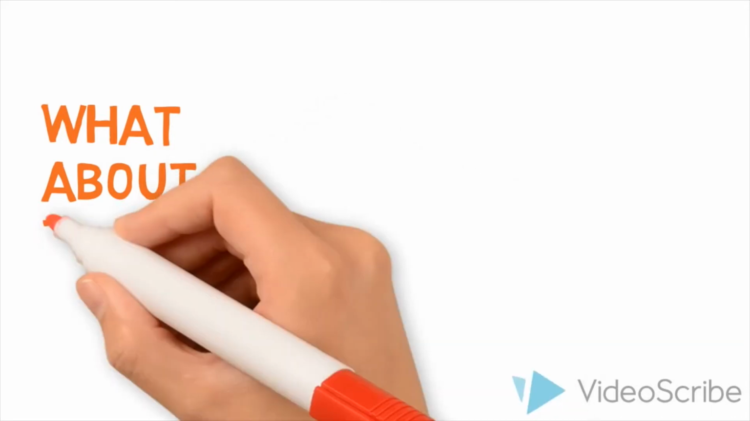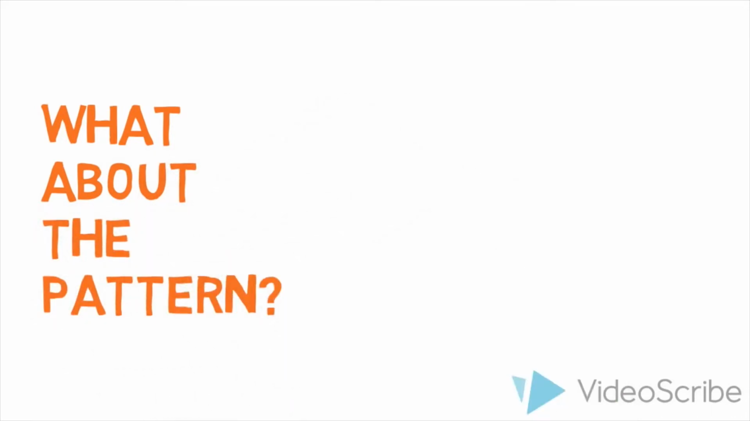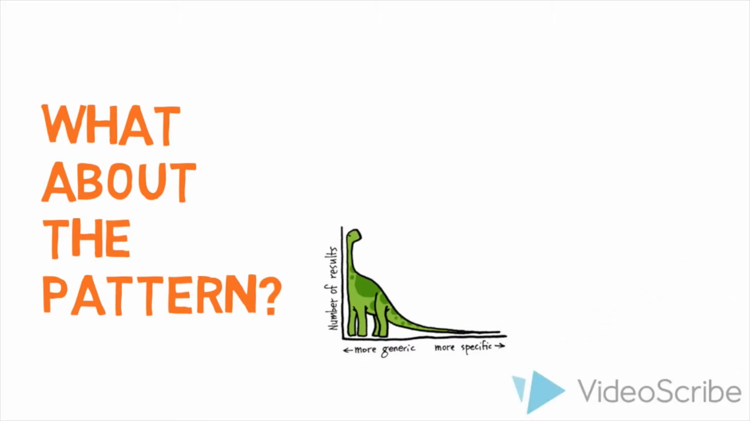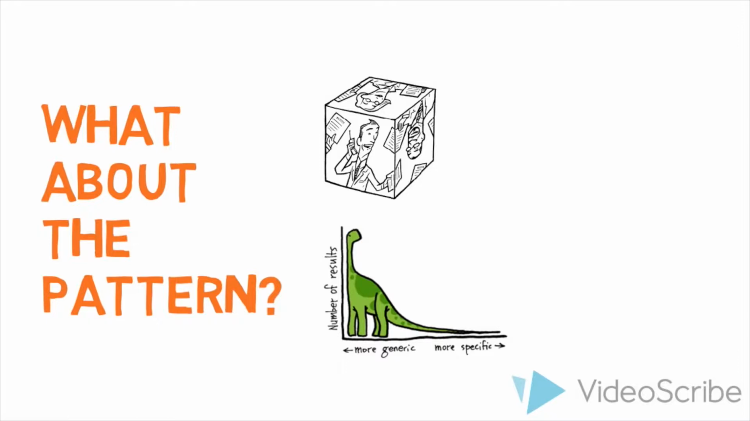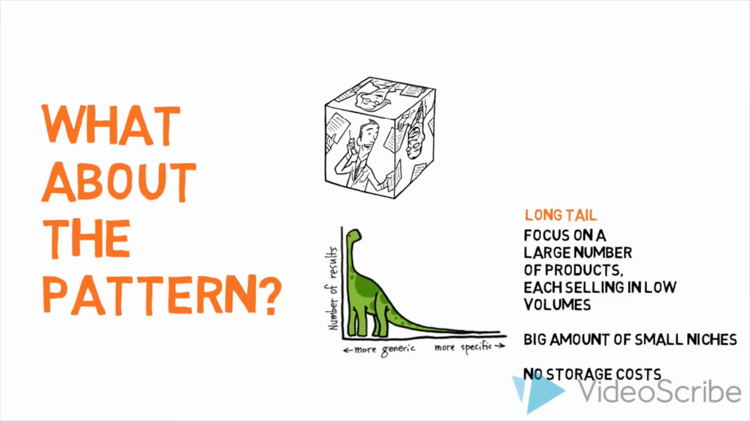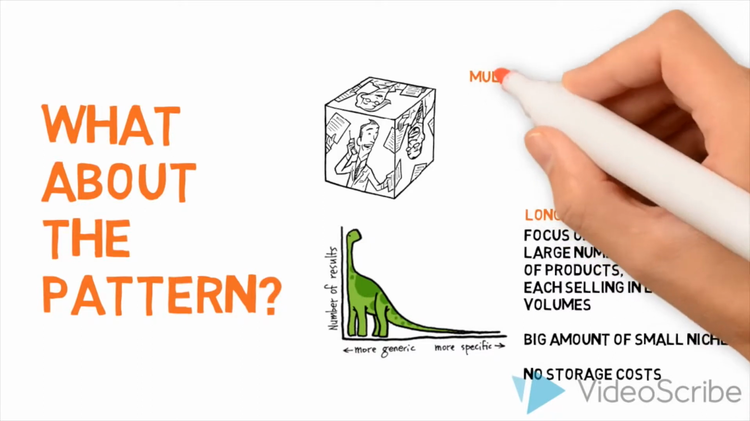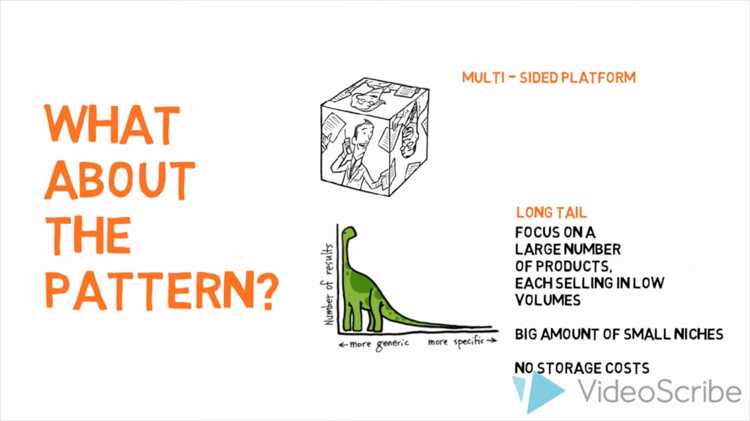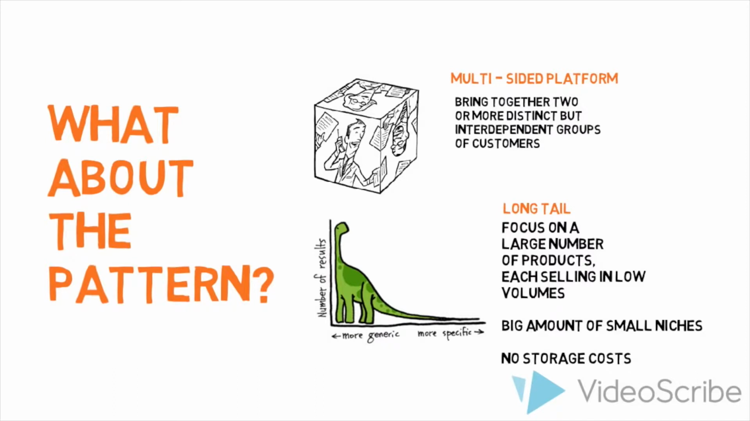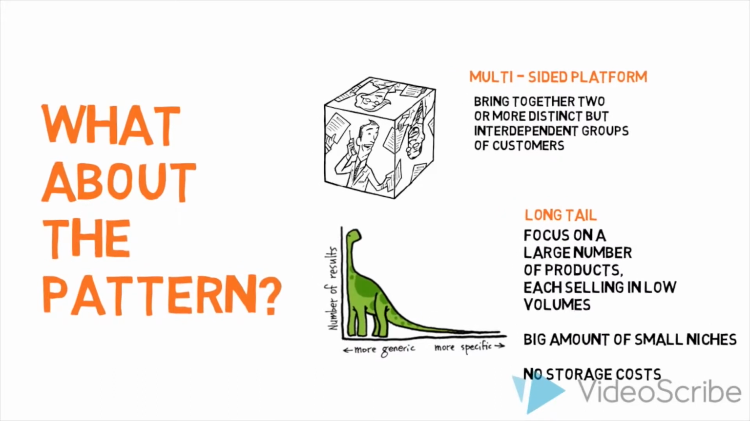But what about patterns? Amazon can be classified both as a long-tail business or a multi-sided platform. Long-tail businesses focus on a large number of products, each selling in low volumes, have a big amount of small niches and no storage costs. On the other side, multi-sided platform businesses bring together two or more distinct but interdependent groups of customers. In this presentation, we're going to focus on the long-tail pattern.